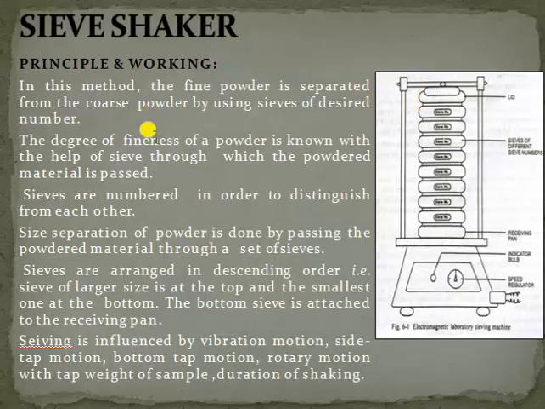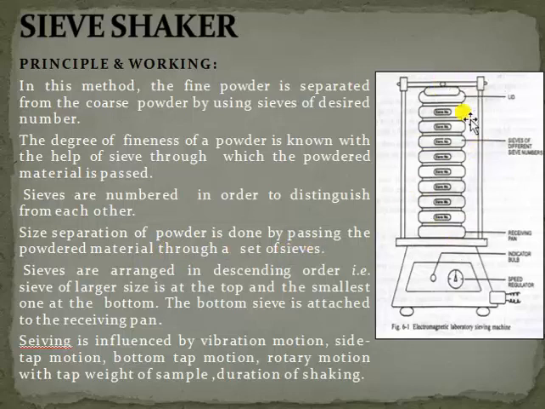The degree of fineness of the powder is known with the help of a sieve through which the powder material is passed. If you know the sieve number and its mesh size, you can easily separate the solid particles from coarse to fine. Sieves are numbered in order to distinguish them from each other. The size separation of powder is done by passing the powdered material through a set of sieves.